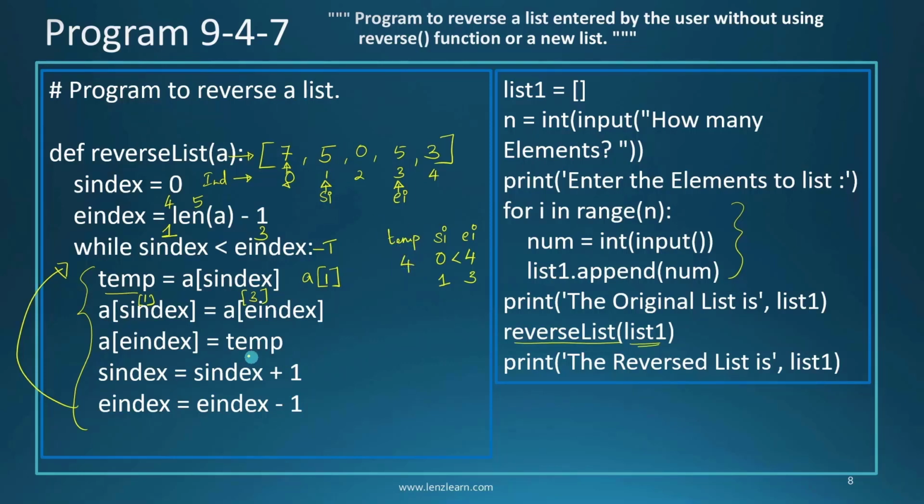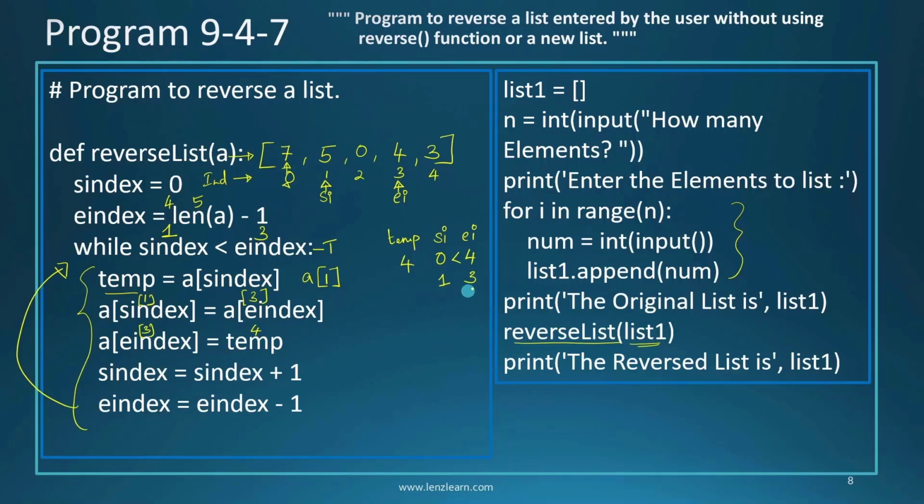We have the value. So in the next statement, the value at temp, that is 4, will be copied into A of end index. So end index is 3, that is the position of 5. So now the value 4 will be copied into A of 3. So this 5 will be replaced and 4 will be put over here. So right now you see 4 and 5 are replaced.